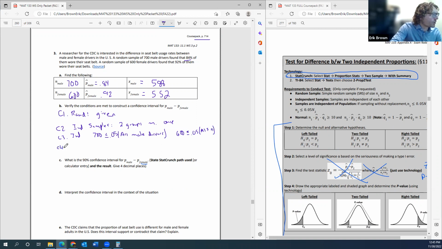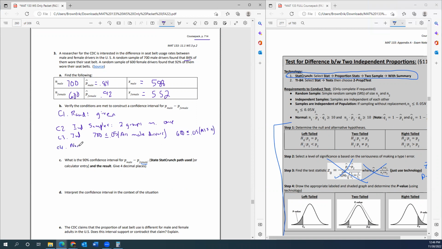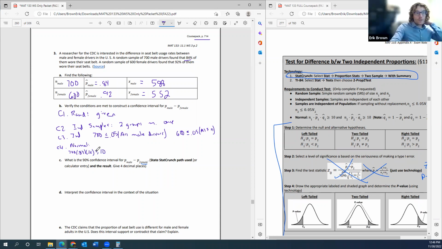Okay, and then how about for normal? The n times p1 times q1 is greater than or equal to 10, so 700 times 0.58. Makes sense, because remember, q is 1 minus p. Good. Again, it's not really anything new. It's just you have to do it twice, which is kind of tedious, and can make you think it should be something different.